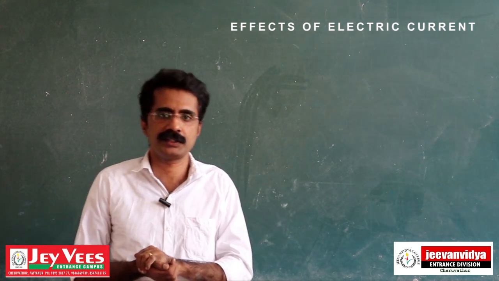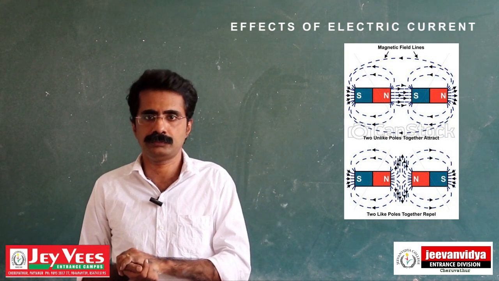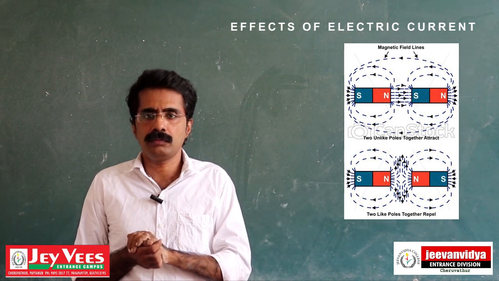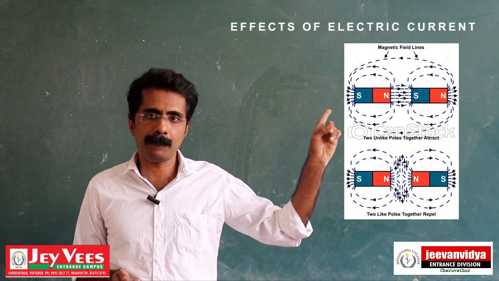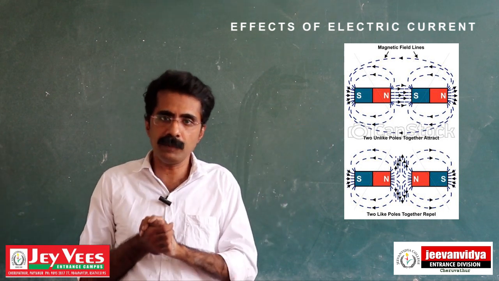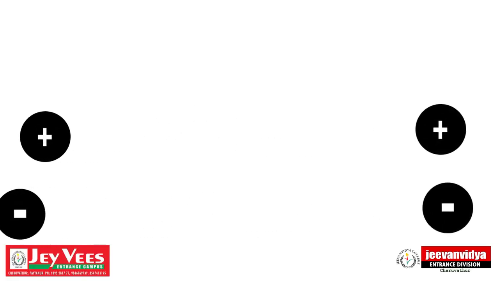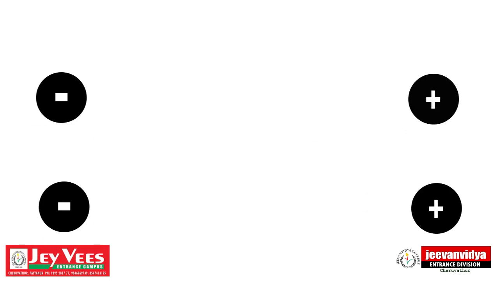In the case of a magnet, there are 2 poles, north pole and south pole. Like poles repel each other. Unlike poles attract each other. Similarly, like charges repel each other and unlike charges attract each other.